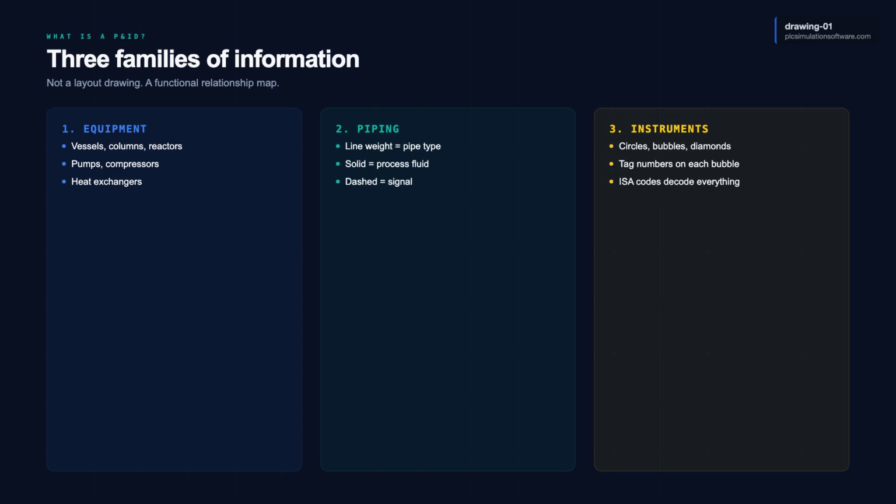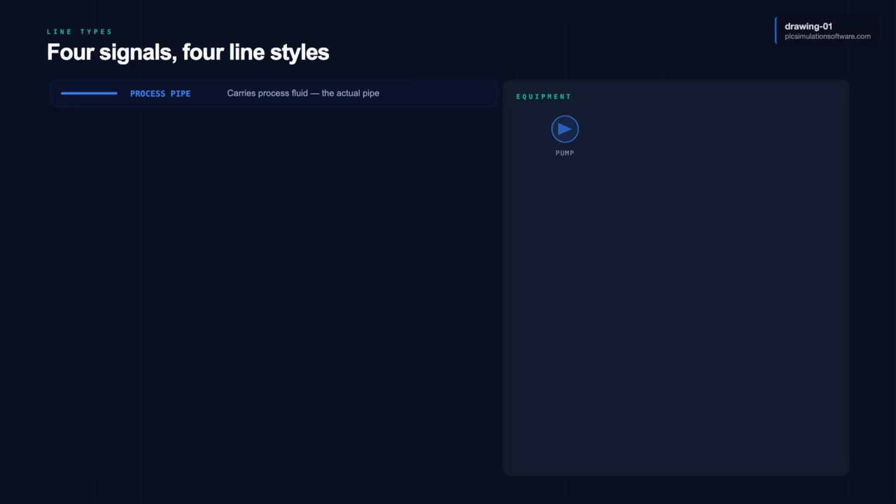Third, the instruments. Circles, bubbles, and diamonds mounted on the piping or the equipment. Each instrument bubble has a tag number that tells you exactly what the instrument measures and where it lives. Learn the instrument bubble and the tag code system, and you have the key to every P&ID.